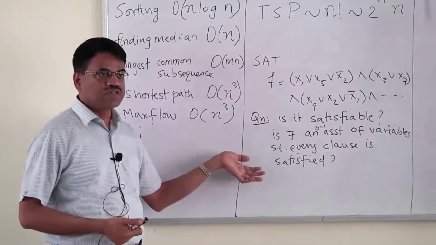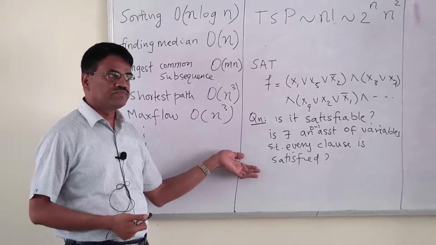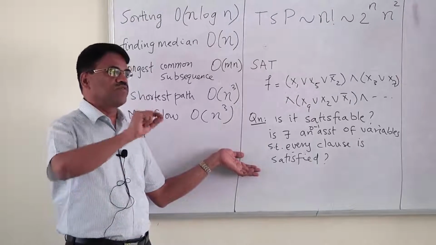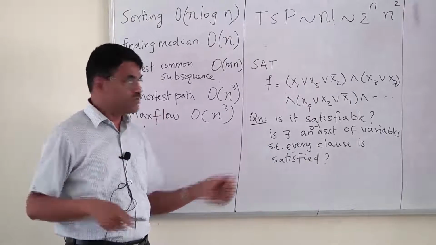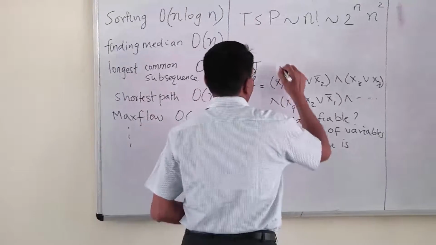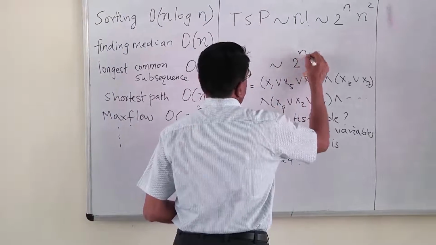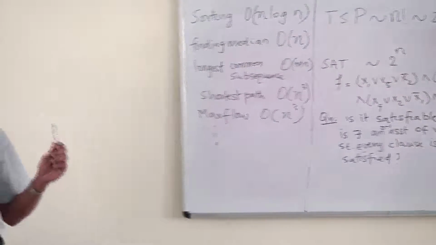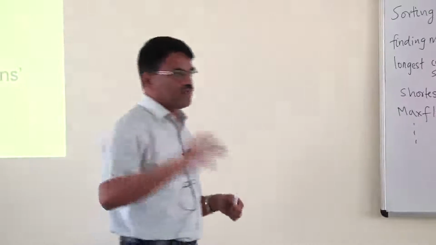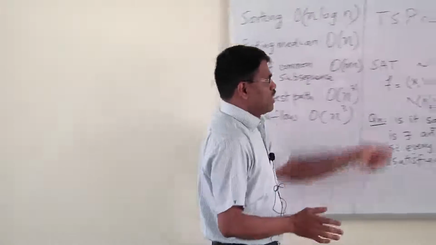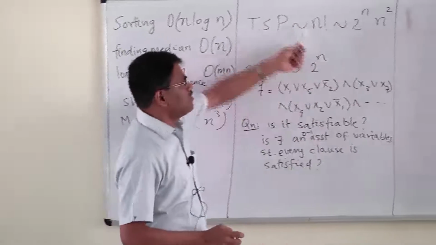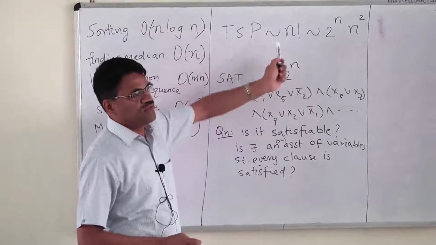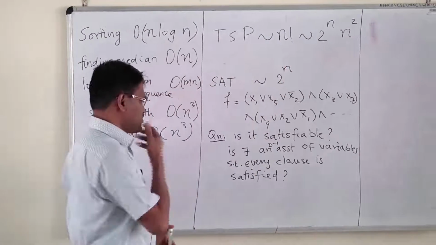How many 0, 1 assignments are there? 2 power n assignments, because every variable gets 2 values. There are n variables. So this is a 2 power n algorithm. Okay, so this problem has a 2 power n algorithm. There may be better algorithms. We'll come back to it. But for now, here is an algorithm which takes 2 power n time. There is an algorithm for TSP which takes about something like 2 power n times n square.